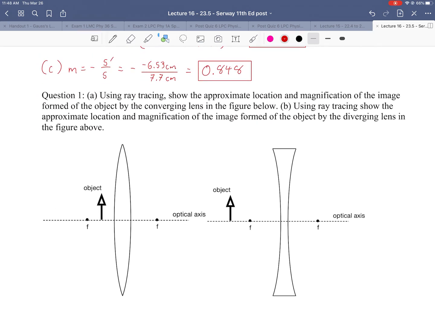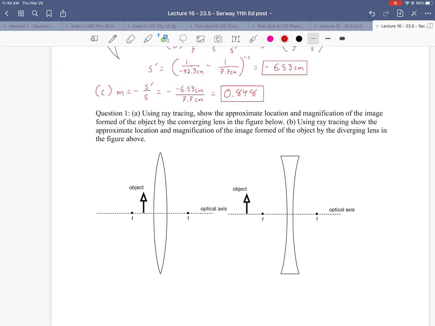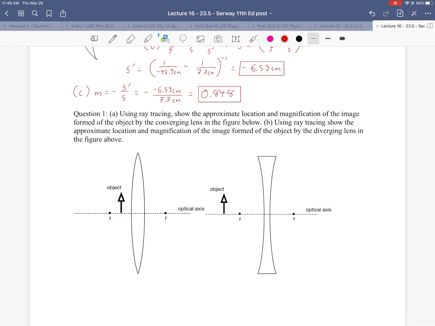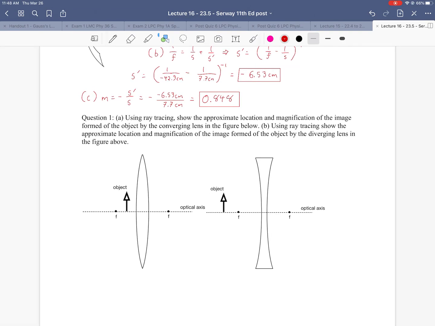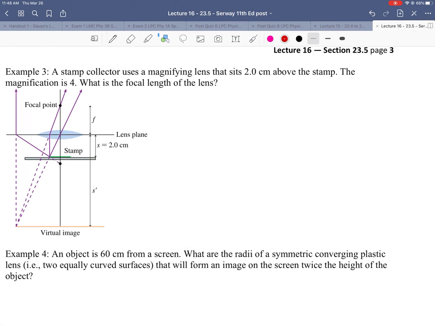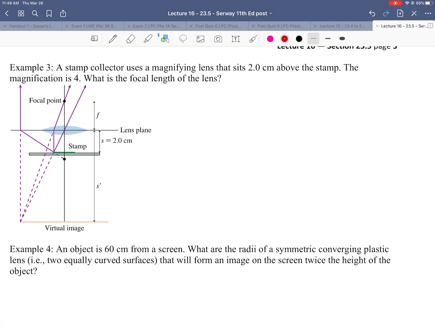Okay, so question 1, I really want you to do that for practice. I'll post my answer for it later, but it's a great way to get some practice with ray drawing. Draw the 3 principal rays for both cases. And you have a converging lens and a diverging lens. And I gave you the cases that I didn't cover on the previous page, on the introduction and key terms page. Okay, let's look at example 3.